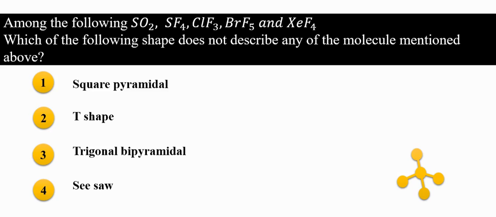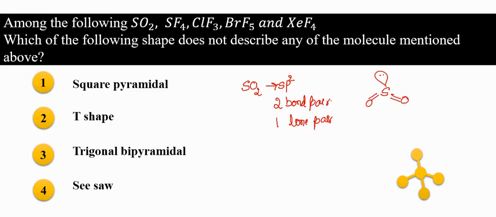First one we'll see SO2. Students, what is the shape of SO2? It is sp2 hybridized. Here you will see two bond pairs and one lone pair. So the shape is like this. S double bond O, double bond O, and here is a lone pair of electrons.